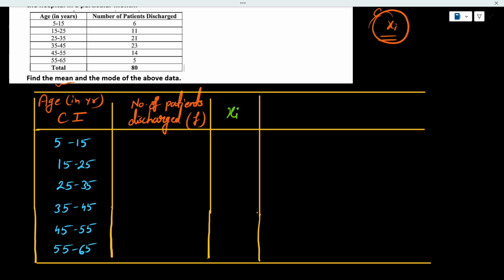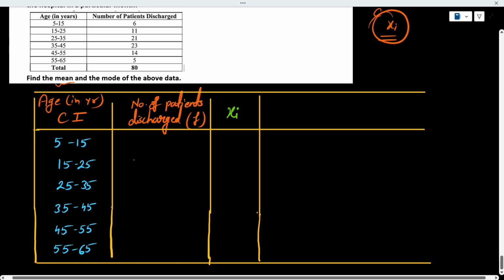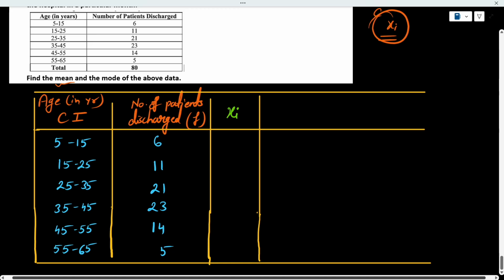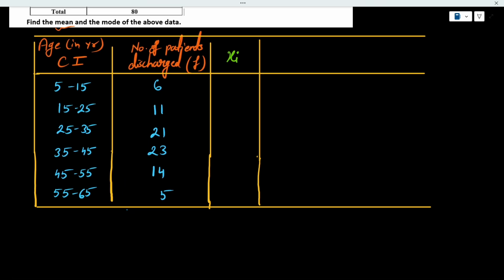Now what is given here? How many patients are discharged? The first row 6, then 11. While copying the values, make sure there's no mistake. 21, 23, then for 45 to 55 it is 14, and then here there are 5. So altogether 6, 11, 21, 23, 14 and 5, and all together there were 80 patients. So I can write sigma fi or sigma f equals 80 patients.